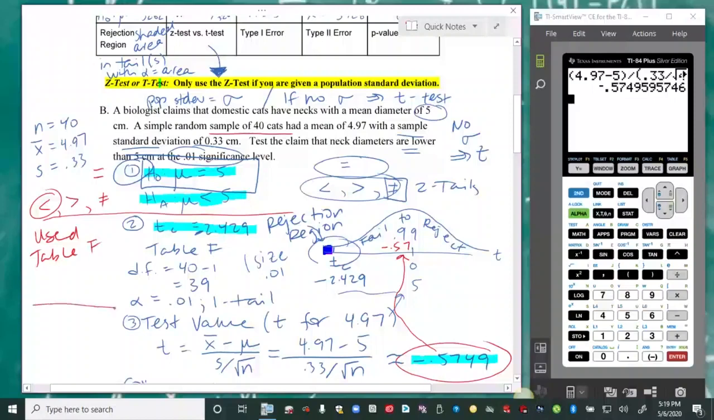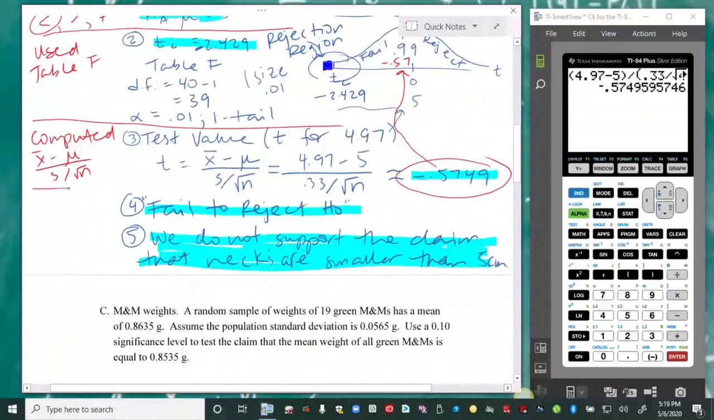And then finally, our test value. So step number 3, to find that test value, we computed the t-score. And we did this by taking x bar minus the mean divided by the standard deviation over the square root of n. For that decision, so step number 4 is the decision, there are 2 choices, we either reject H sub 0 or we fail to reject the null hypothesis, always based on the null hypothesis.